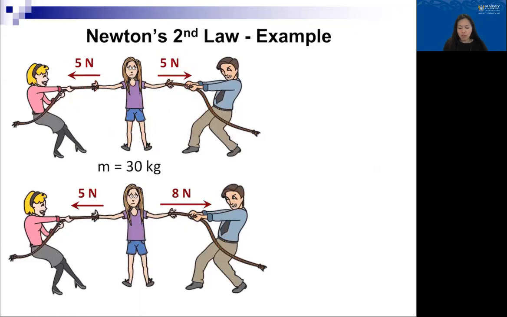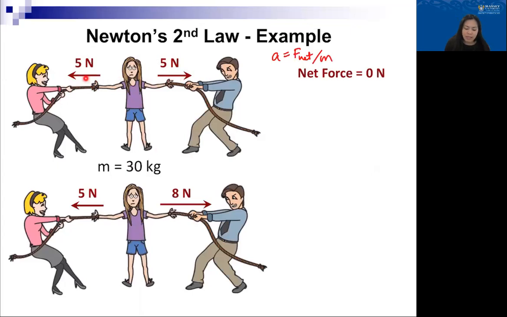Newton's second law of motion says net force is equal to mass times acceleration, or acceleration is net force over mass. Okay, so first you need to figure out what is the net force. Net force is adding up all the forces. Considering all the forces, you have two forces, 5 newtons. They're both 5 newtons, but they're in opposite directions.